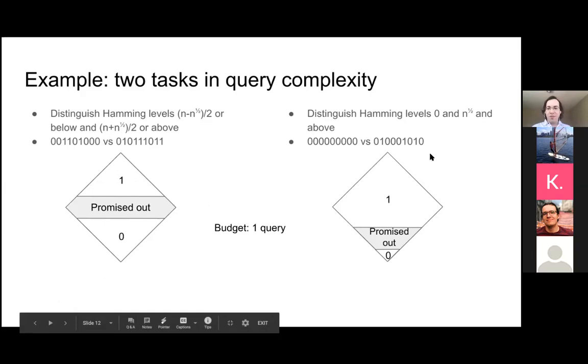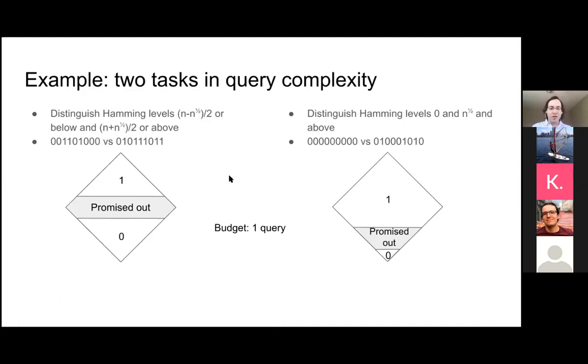You get to pick a bit of the input, only look at that one bit, only see a single 0 or 1, and your goal is to distinguish these two Hamming layers. It's not too hard to see that on the left, the best possible bias you can get is 1 over root n. In other words, if you only see a single bit, then your success at this task, your bias, which is the probability of success minus probability of error, will not be better than roughly 1 over root n.